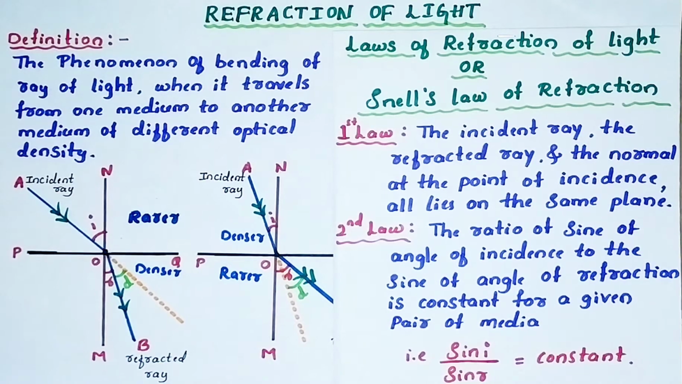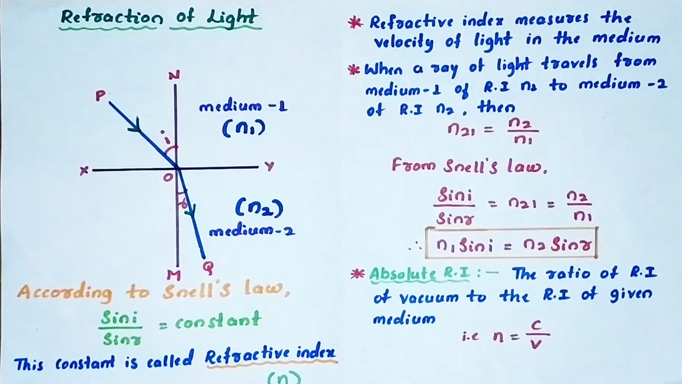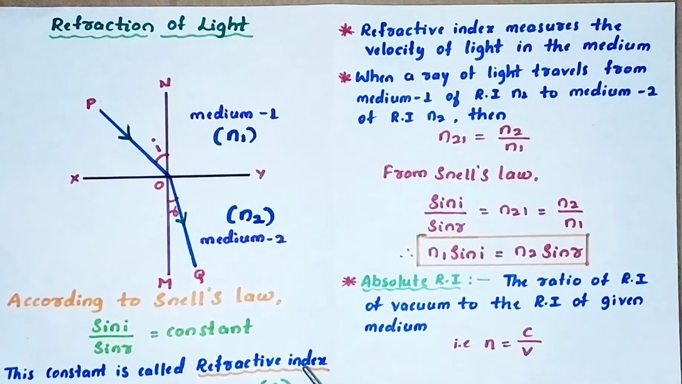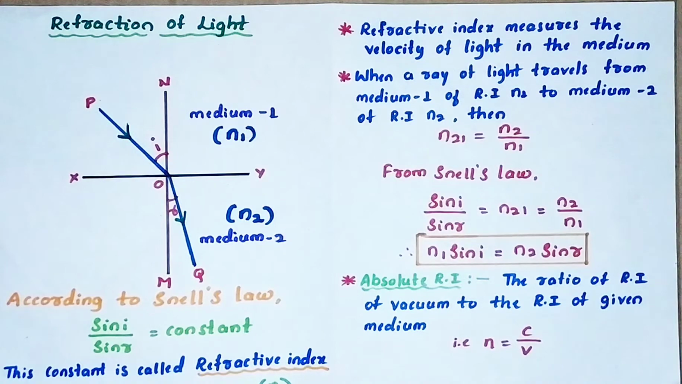So that's why the equation is sine i divided by sine r equals constant, and this constant is called refractive index. The second law of refraction of light is also called Snell's law because this law was discovered by the mathematician Willebrord Snell. Now according to Snell's law, we have the equation sine i divided by sine r equals constant, and this constant is called refractive index and it is denoted by n.